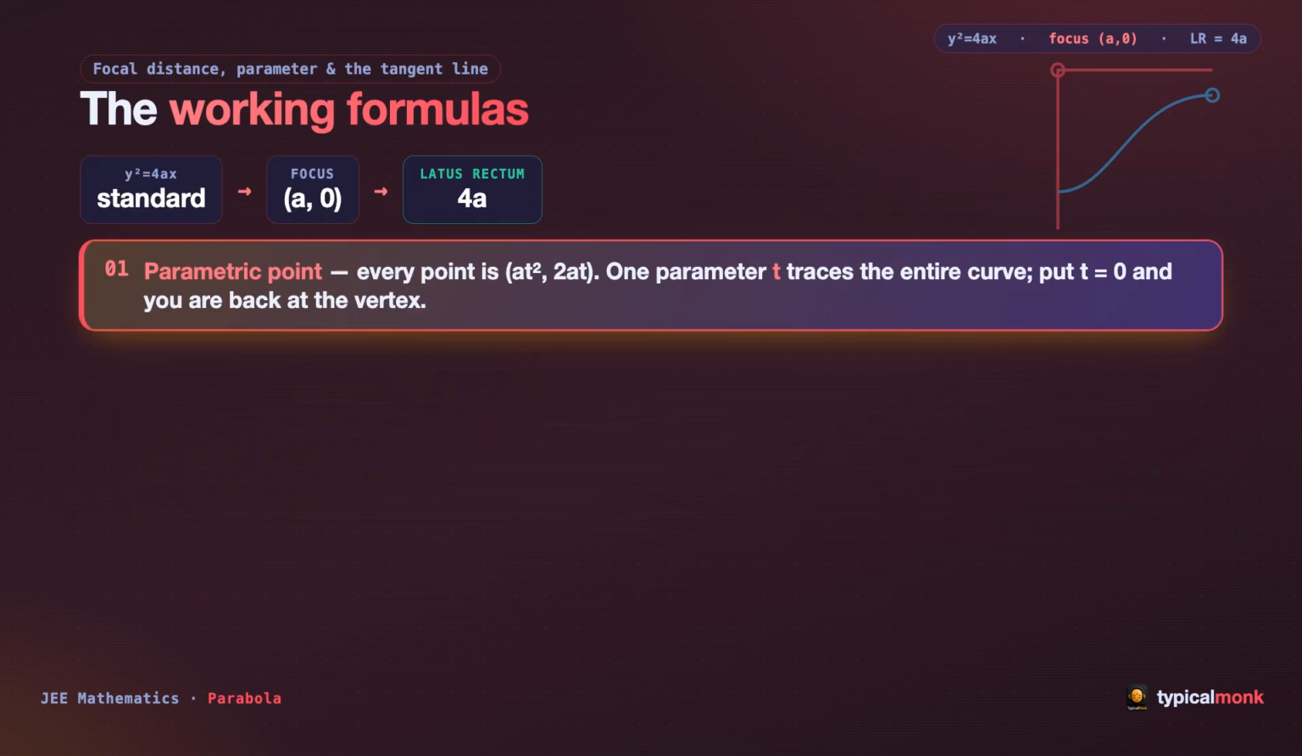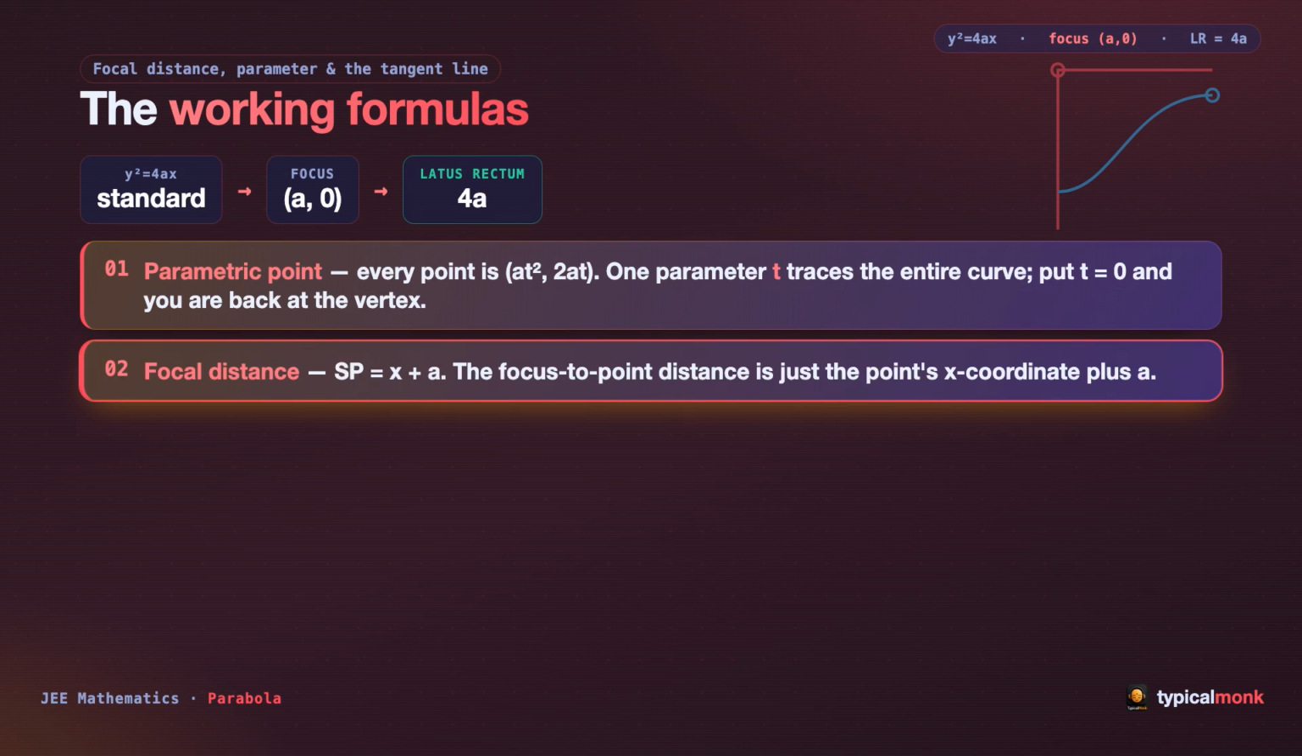Now the working formulas, the ones the exam turns into marks. The ribbon holds the anchors. Y squared equals 4ax, focus at a comma 0, latus rectum 4a. The parametric point. Every point on the parabola is a t-squared comma 2a t. One parameter t traces the entire curve. Put t equal to 0, and you're back at the vertex. The focal distance, SP equals x plus a. The focus to point distance is just the point's x coordinate plus a.